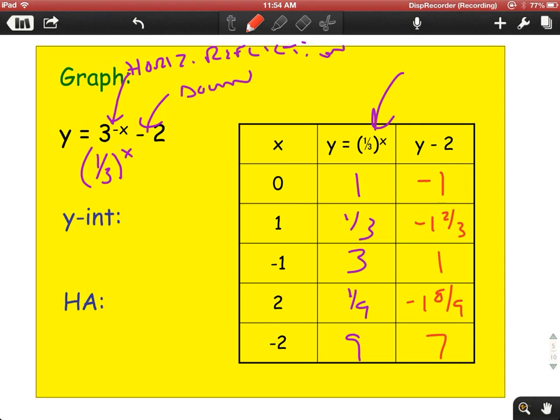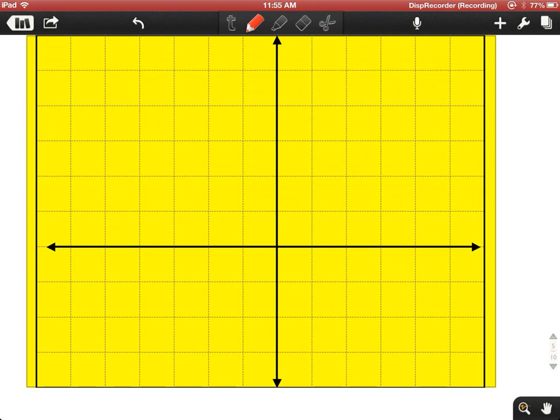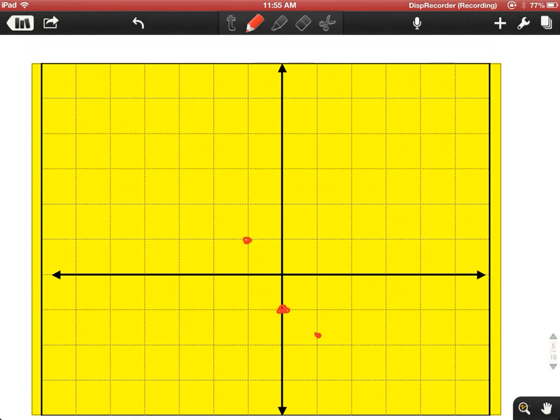Now the other thing I want to draw your attention to is the idea of a downshift. Think about what that's going to do to our graph, particularly the y-intercept and the horizontal asymptote. Let's sketch a graph first, and let's see if we can see what's happening. So we have 0, -1, we have 1, -1 and 2/3, we have -1, 1, and we have -2, 7, just about out of room there.